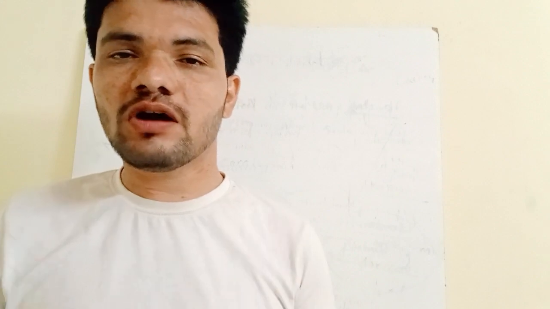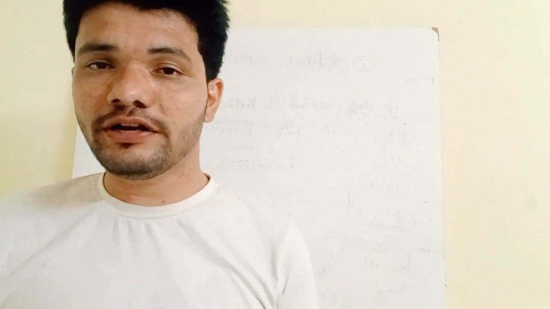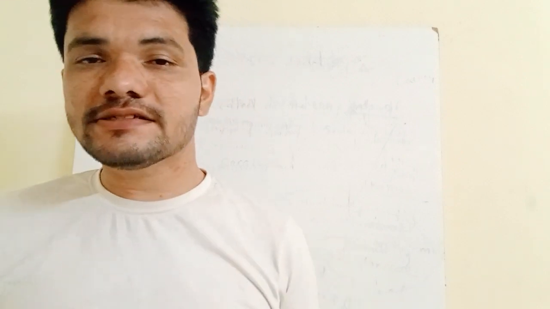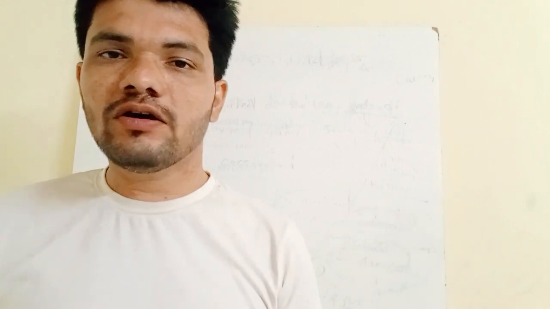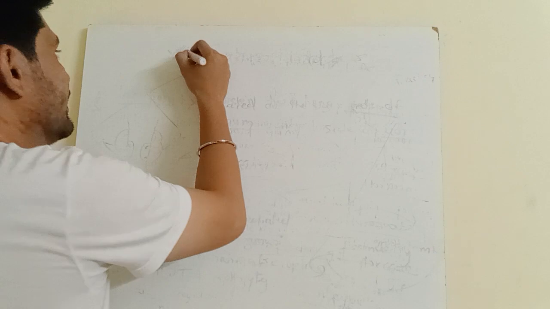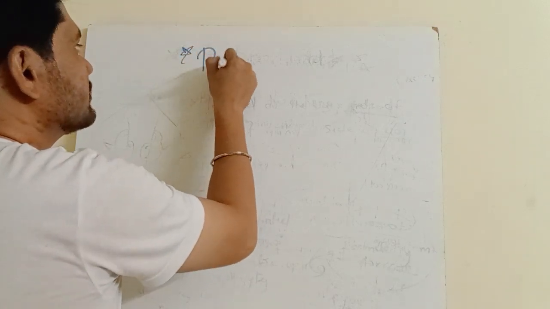Hello friends, in this video we are going to discuss the pancreas, which is a composite gland of your body and which can act as an exocrine gland or as an endocrine gland. So let me start with the heading named pancreas.